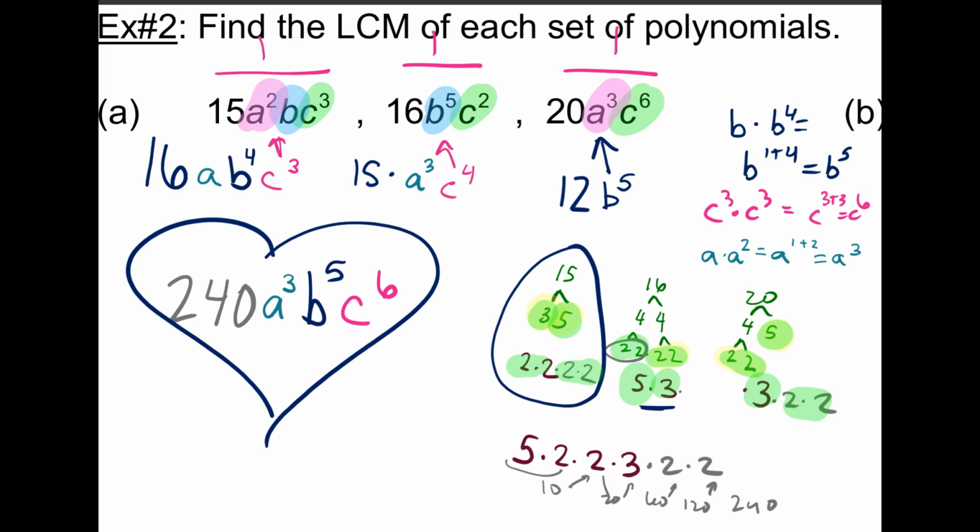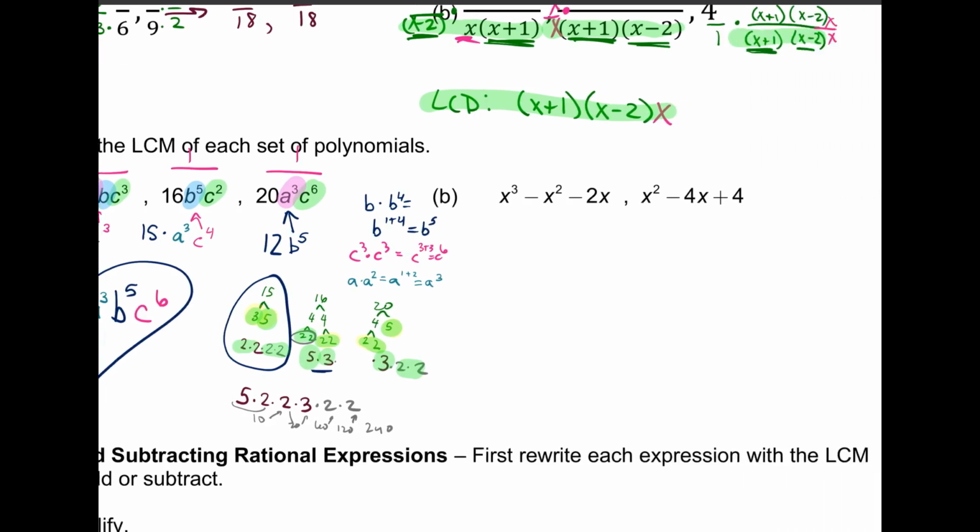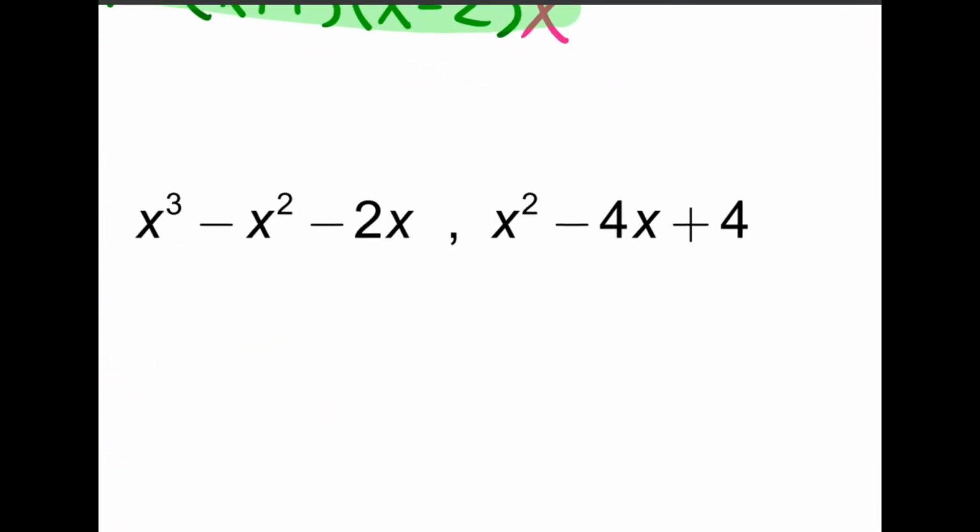Maybe the next example will be a little better. This was a little bit crazy. All right, find the least common multiple of each set of polynomials.